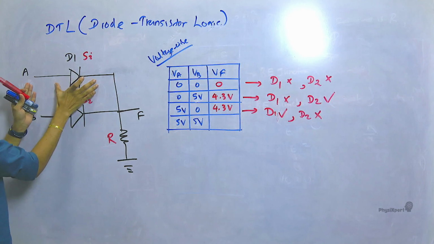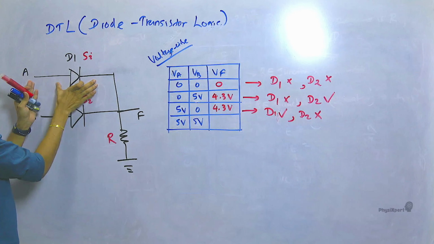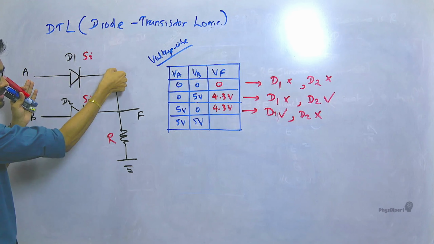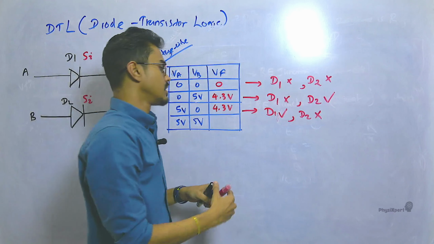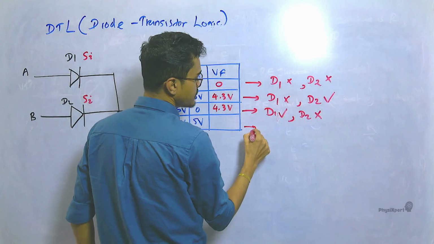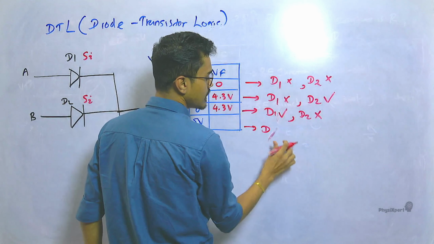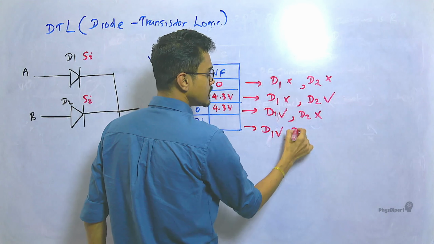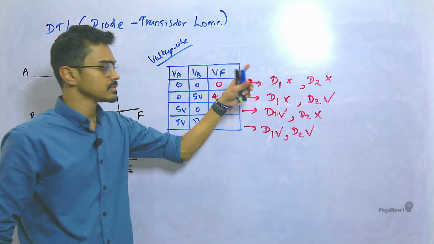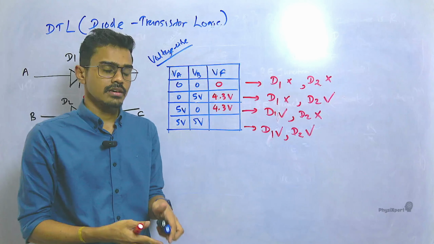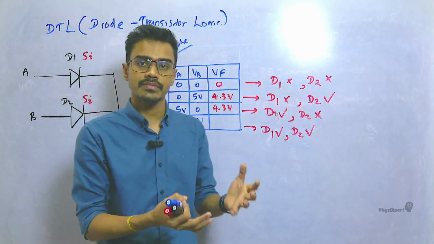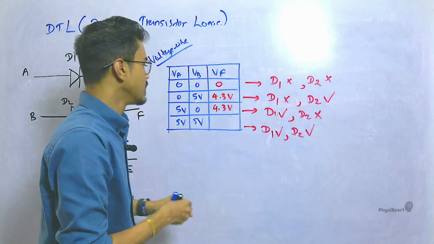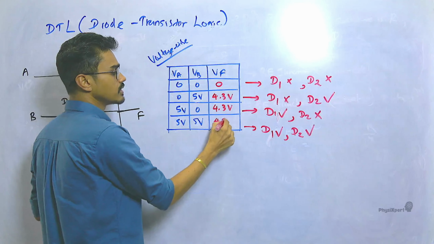Then across this, it has a 0.7 when it is forward biased. Then 5 minus 0.7 is 4.3, right? Then VF is 4.3. Now, when both are 5 and 5, both D1 and D2 get enough potential difference, so both are forward biased. When both are forward biased, each has a potential difference of 0.7 across it. Then 5 minus 0.7 is 4.3. Again, VF is going to be 4.3 volts.